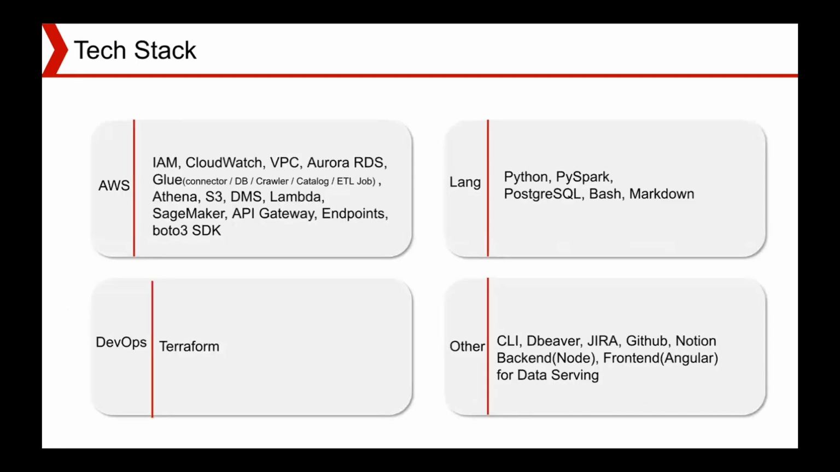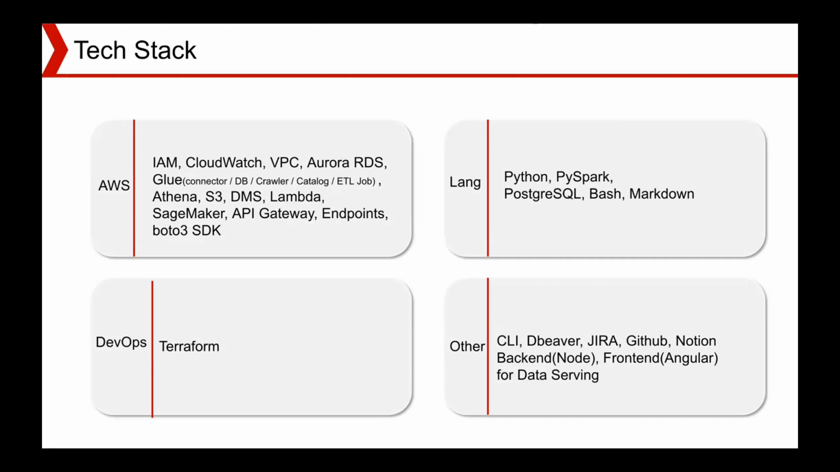So let's look at our tech stack. Our whole project is deployed on AWS. You can see that we have used IAM, CloudWatch, VPC, Aurora RDS, and so on for our whole project. And our DevOps team will use Terraform to deploy all those resources and the code of our team to AWS. And in terms of programming language, we use Python and PySpark for the Glue ETL part. We use PostgreSQL, Bash, and Markdown.